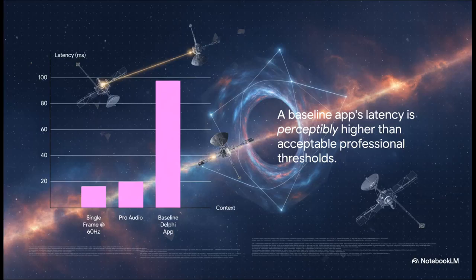Now, to really understand the scale of this crime, you gotta look at the numbers. For something like professional audio, any latency over 20 milliseconds is pretty much unacceptable. And a single frame on a standard 60 Hz screen only lasts 16.6 milliseconds. The margin for error is razor thin. So when a baseline, unoptimized app starts at nearly 100 milliseconds of lag, you are absolutely gonna feel that.